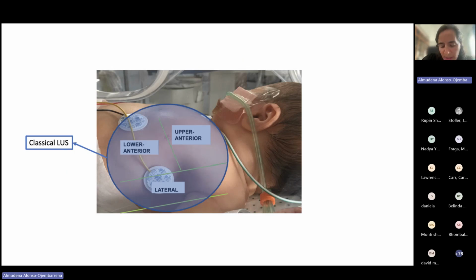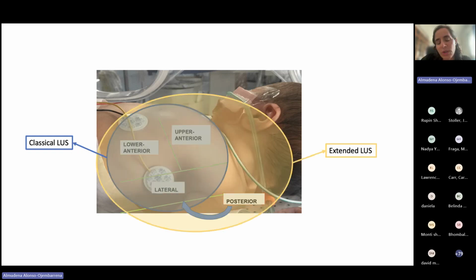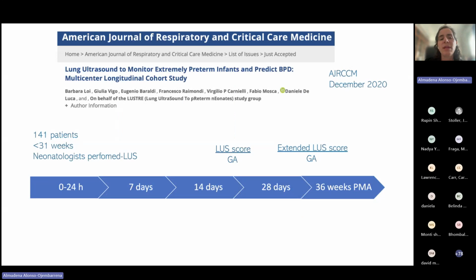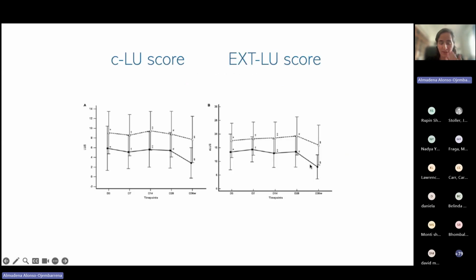So using this approach, different publications have come out using both the classical lung ultrasound score that I described before and the extended one that also included posterior fields of the lung, which are those more involved in bronchopulmonary dysplasia. The first paper that came out included 141 patients from French and Italian NICUs, and they evaluated lung ultrasound score in these infants born before 31 weeks at birth, at 7 days, 2 weeks, 4 weeks, and 36 weeks postmenstrual age. They calculated both classical and extended lung ultrasound score. As you can see, both scores do show different progression if infants develop BPD or not.